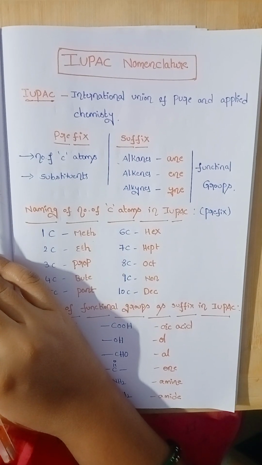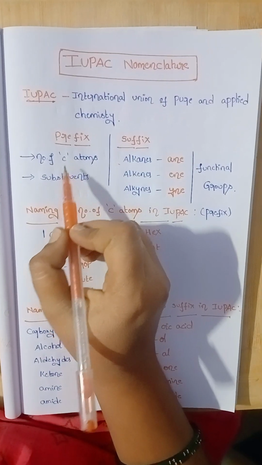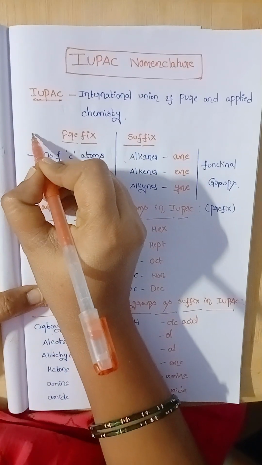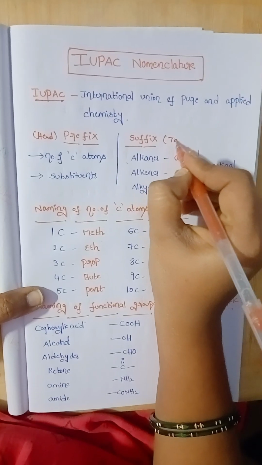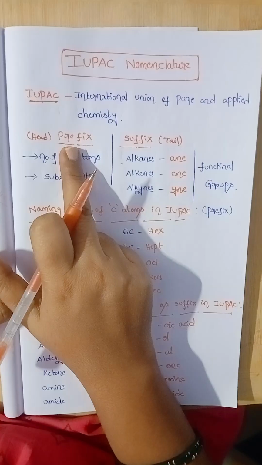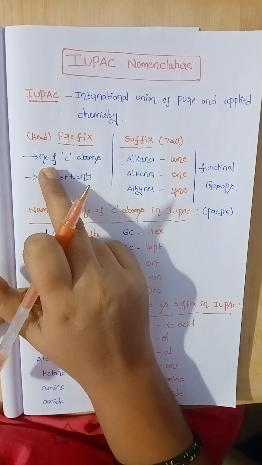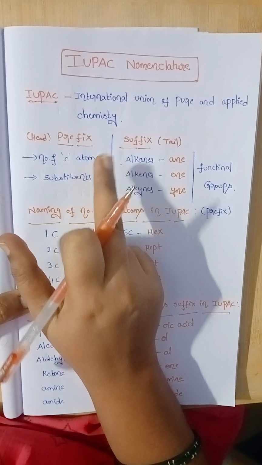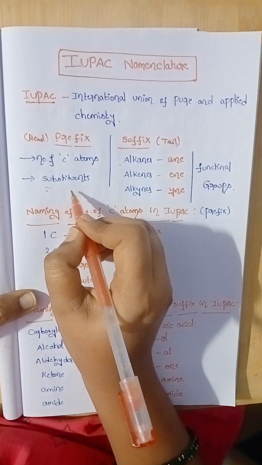Here, IUPAC nomenclature initially contains mainly two parts. Those are prefix and suffix. In most cases, the prefix is the head part and the suffix is the tail part of the compound, that is, the starting and ending parts of the compound. So prefix means, if we take simple hydrocarbons, it indicates the number of carbon atoms. In other compounds, sometimes the prefix indicates the substituents. Okay, this is about prefix.